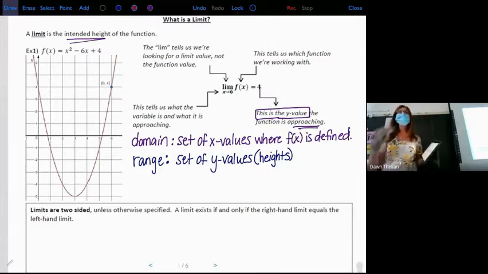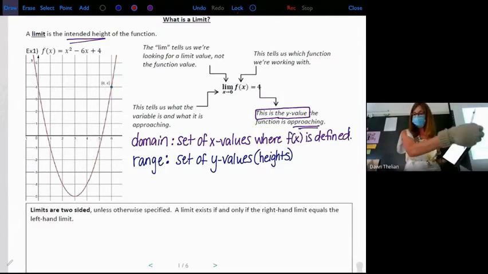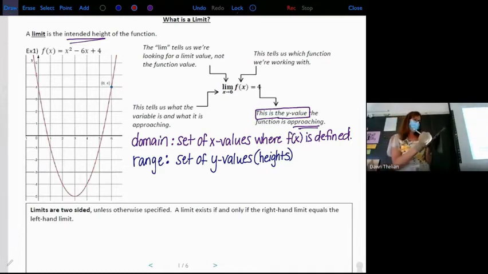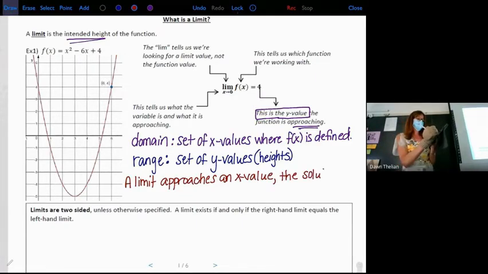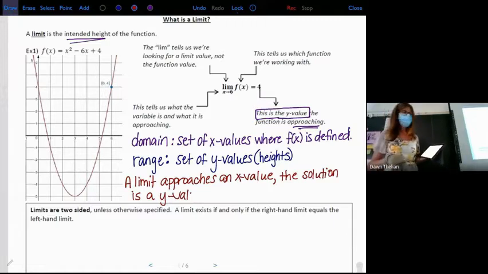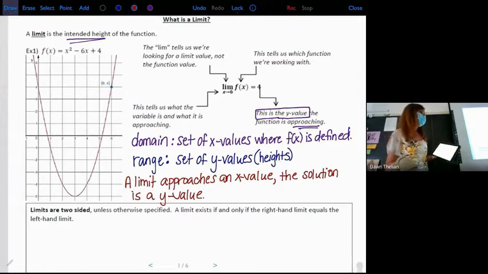We say a limit approaches an x value, but the solution is a y value. A limit approaches an x value. The solution is a y value.